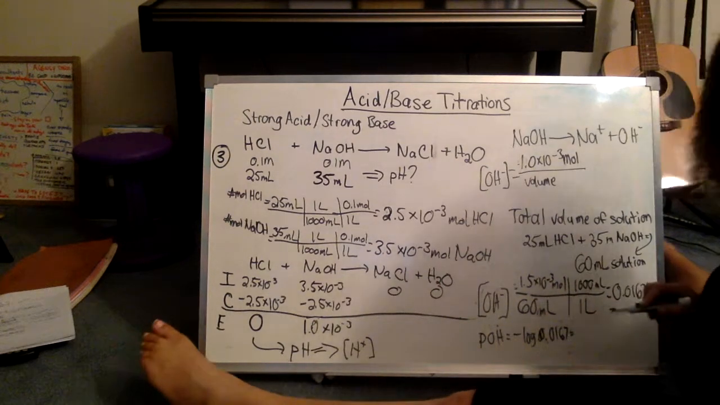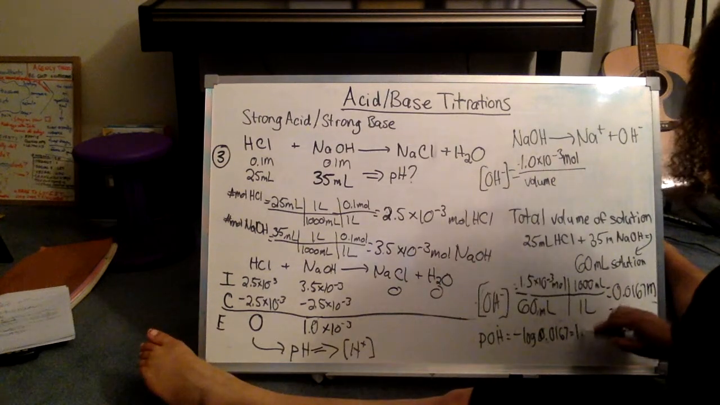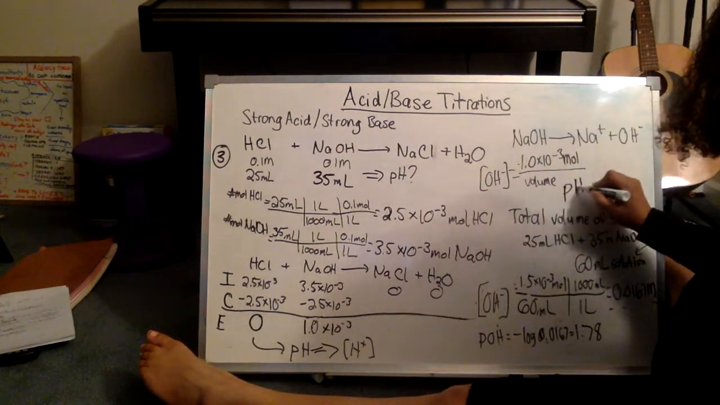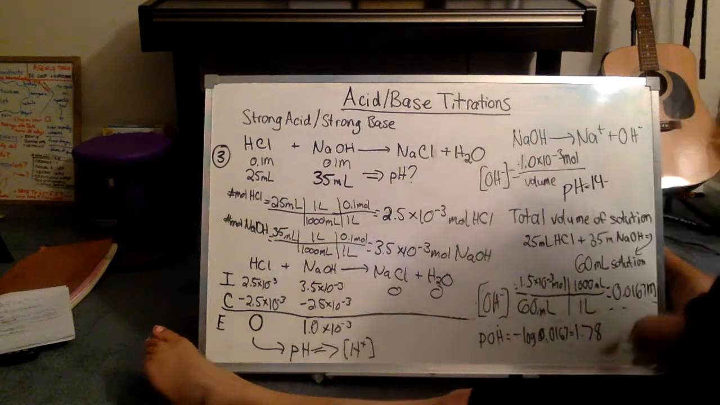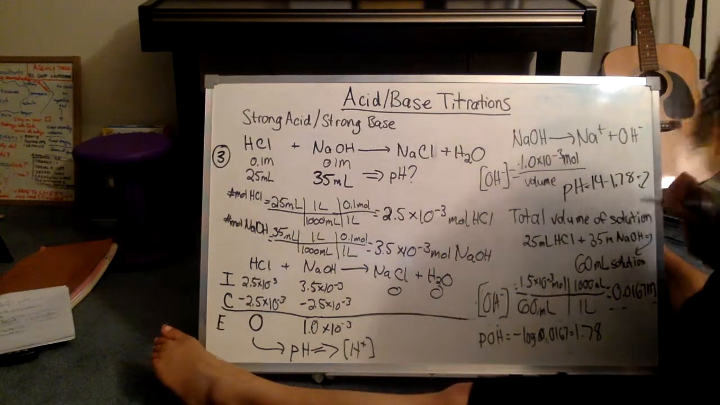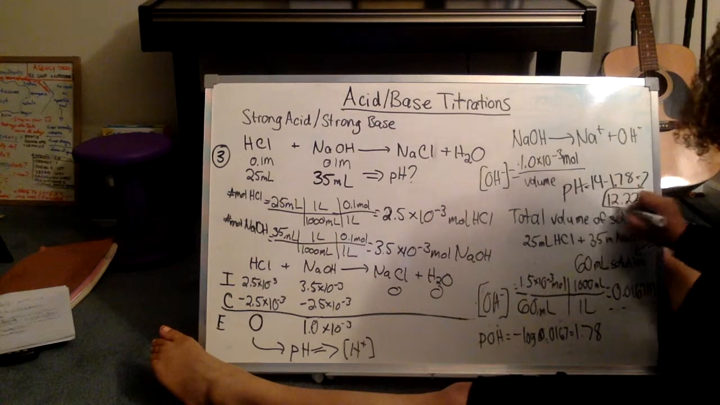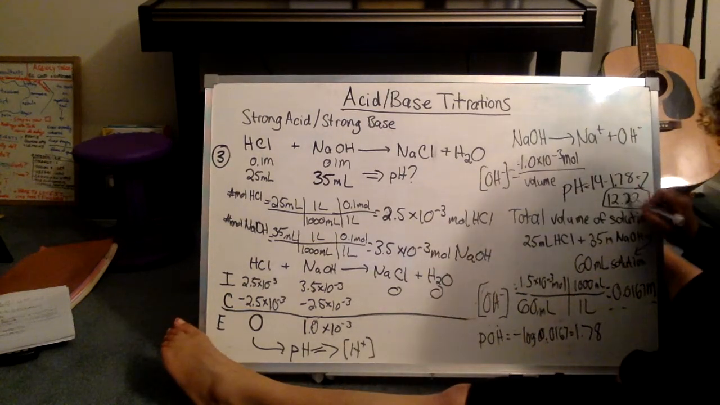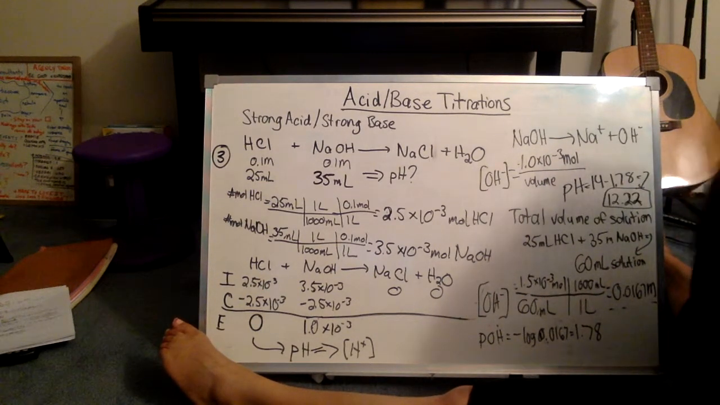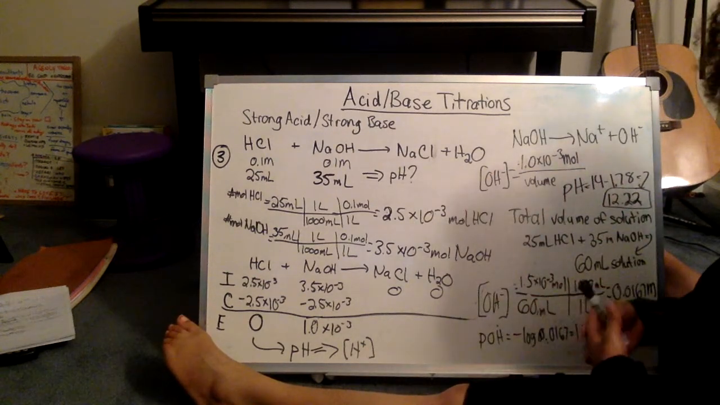0.0167. That gives us a value of 1.78. In order to find the pH, it's going to be 14 minus this pOH, which is 1.78, to give us a pH of 12.22. And that makes sense because we have an excess of base. And so that's how we figure out our pH after doing a titration of a strong acid and a strong base.